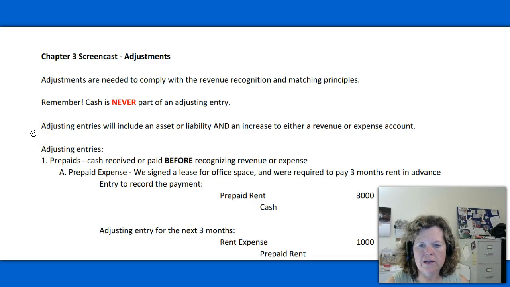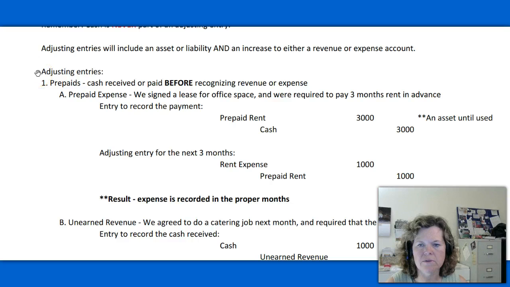What I'm going to do down here below is cover the types of adjusting entries and then provide some examples, and we can talk through those. I hope this will be helpful for you in understanding adjustments. So there are two basic types of adjustments. The first type is prepaids, so we're going to cover those first. Where there's a prepaid, cash is received or paid before recognizing the revenue or expense. So there's a prepayment of the cash before the revenue is recognized or the expense is incurred.